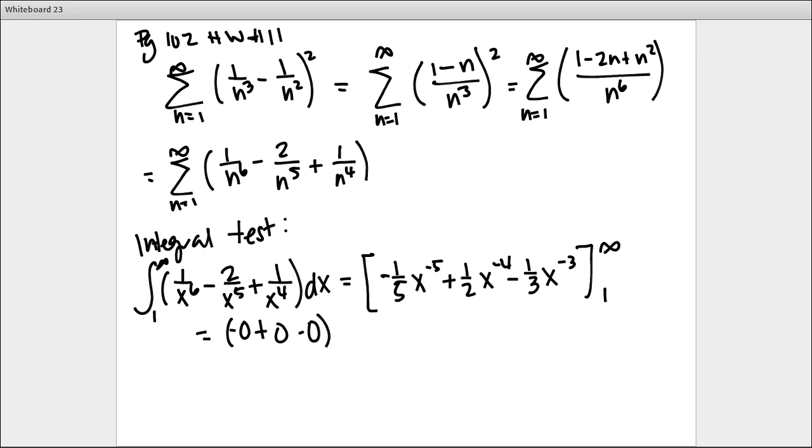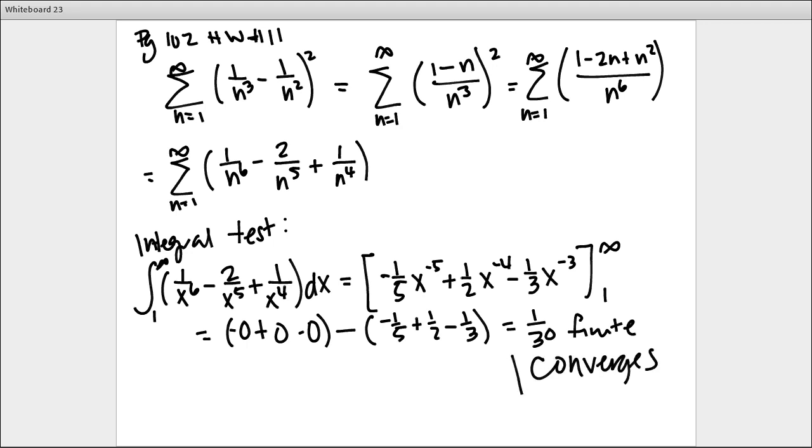when you plug in the infinities, you're going to have a 0, plus a 0, a negative 0, plus a 0, minus a 0, doesn't matter, they're all zeros, and then minus a negative 1/5, then plus 1/2, and minus 1/3. So then you end up with 1 over 30, which is a finite number, which means it converges. Yeah, converges. Integral test is what I used.